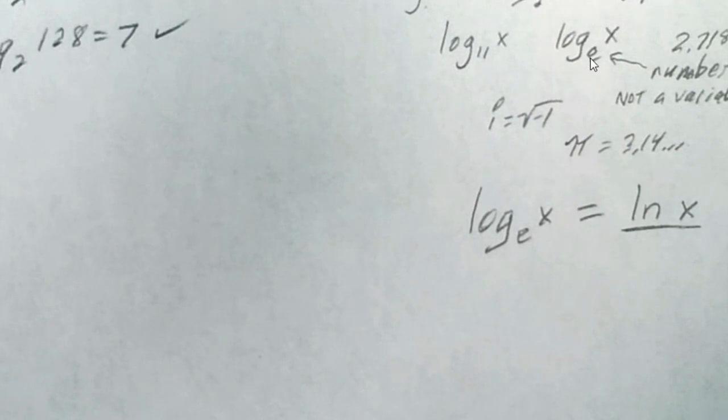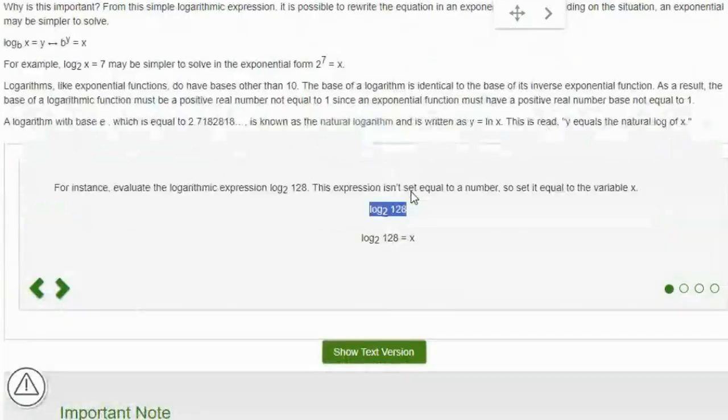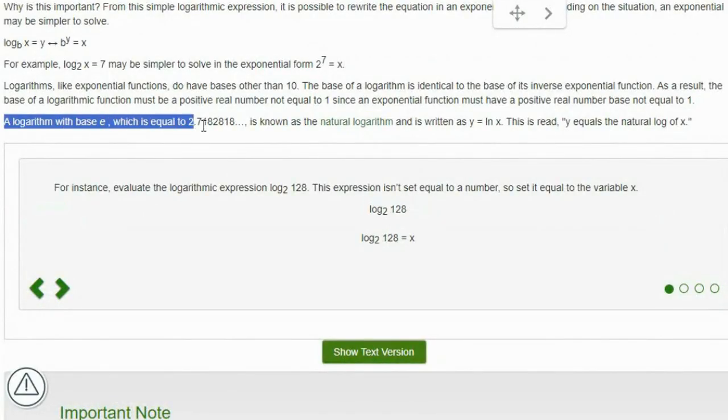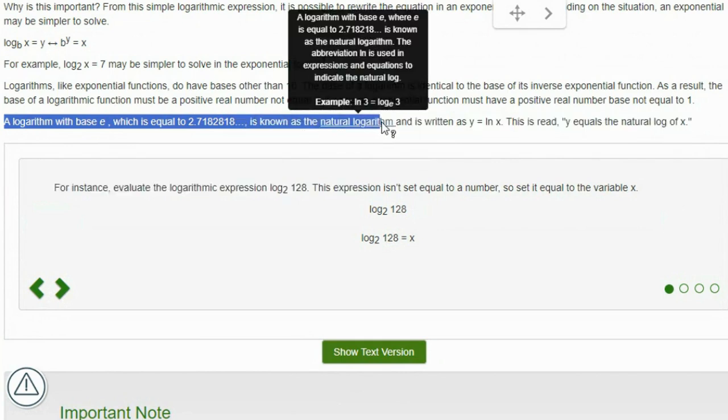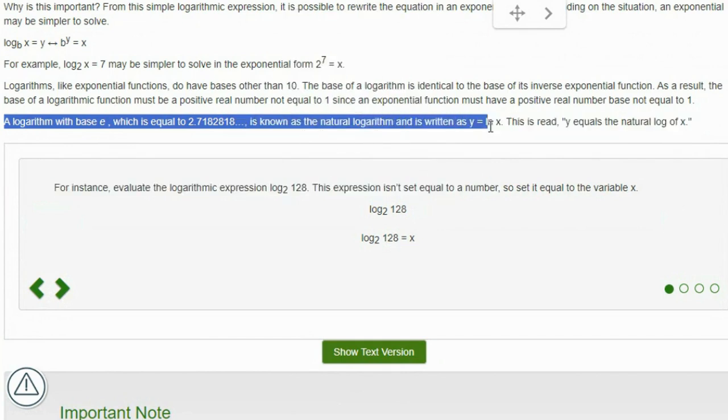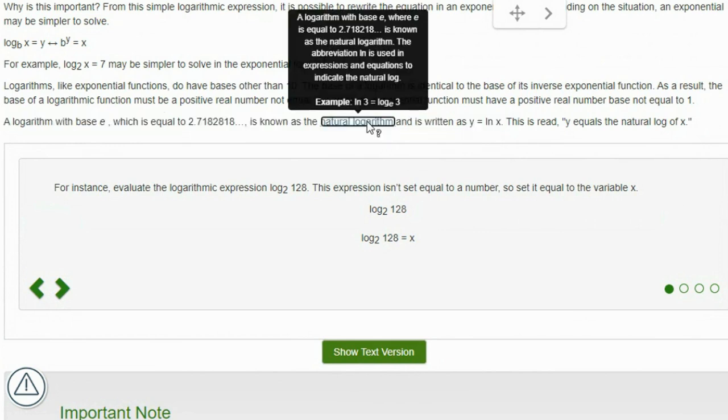E is a number. So bring that up there because they talk about it a little bit right here. A logarithm with base E, which equals 2.71828, is known as the natural log and is written as Ln of X. So y equals the natural log of X. So when we see Ln, we call it natural log. So natural logarithm, it's a log with base E.